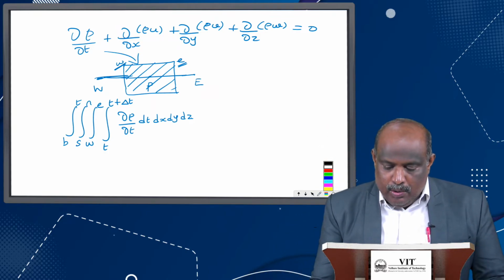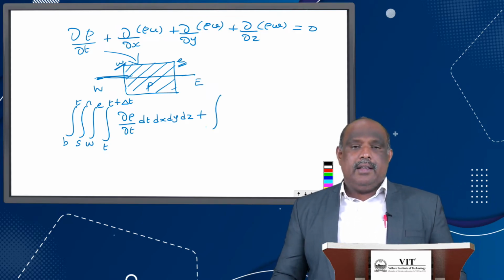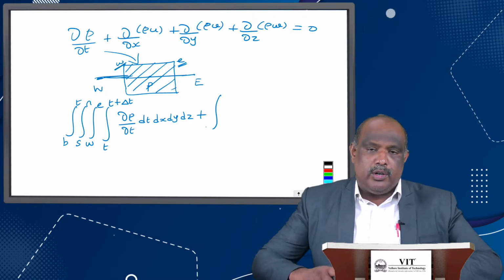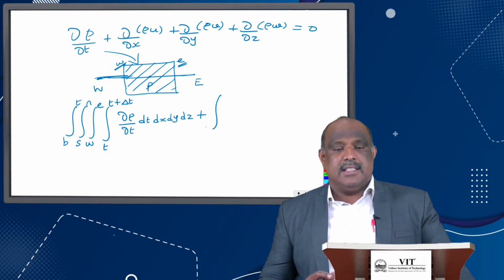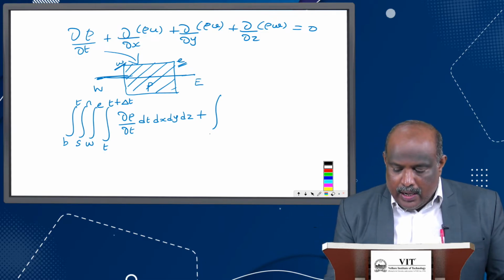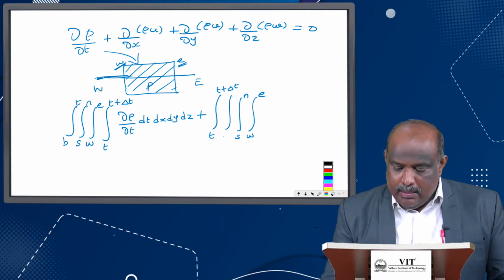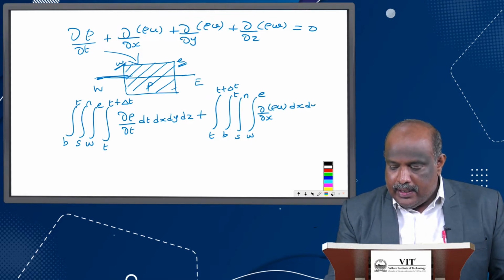Yeah. Now the second term will become like this. Since they are going to be complete integrals, there is nothing wrong whether you do the time integral first, then the spatial integral, or first the spatial integral and then the time integral. Nothing wrong in that. You can do it either way. All will end up in the same result. So here I am going to take the time integral from t equal to t plus delta t. Then it will be western to eastern, southern to northern, bottom to top of dou by dou x of rho u of dx, dy, dz.